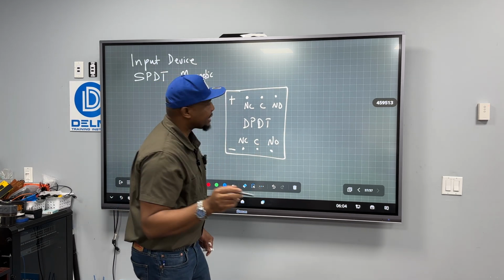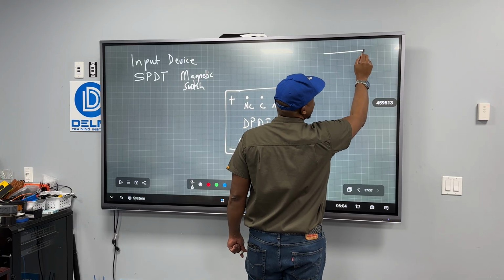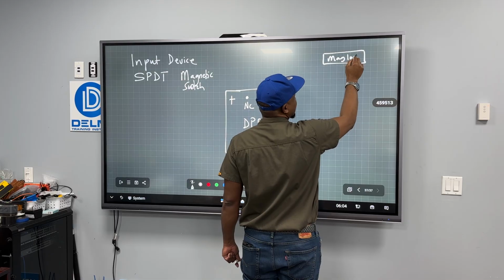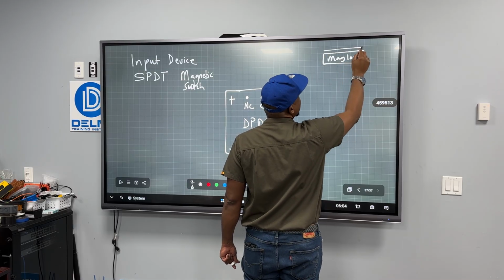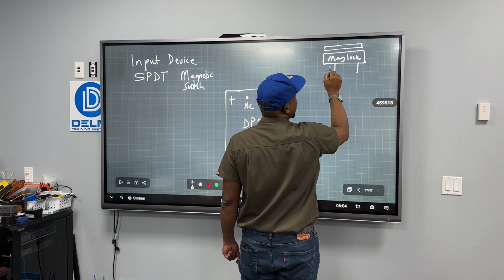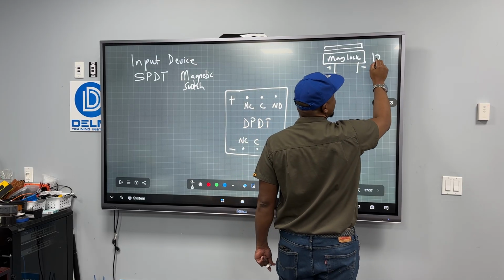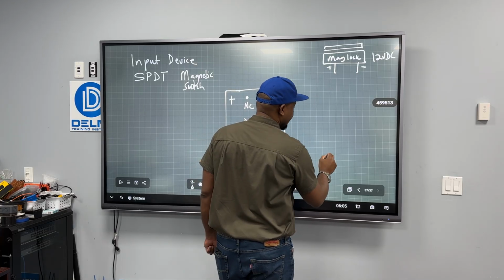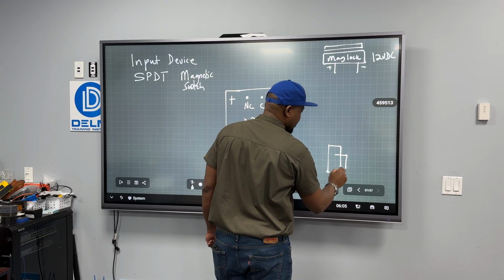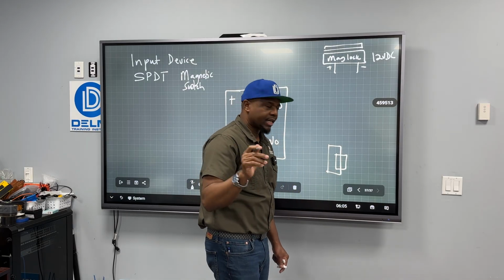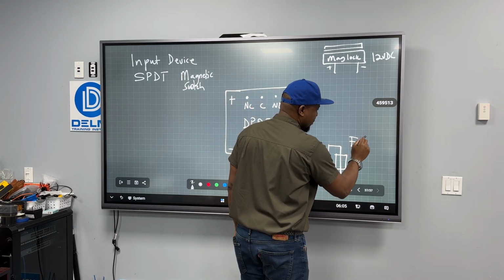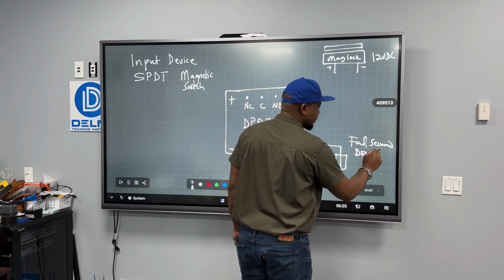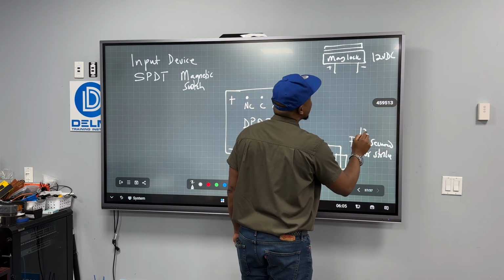But what I want to do here is this time, this is a Maglock, plus minus, and this Maglock is 12 volts DC. And I have a door strike. The door strike is fail secured. Door strike. It's 12 volts, 24 volts.